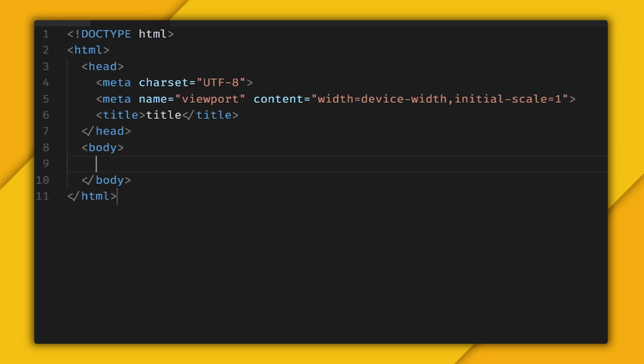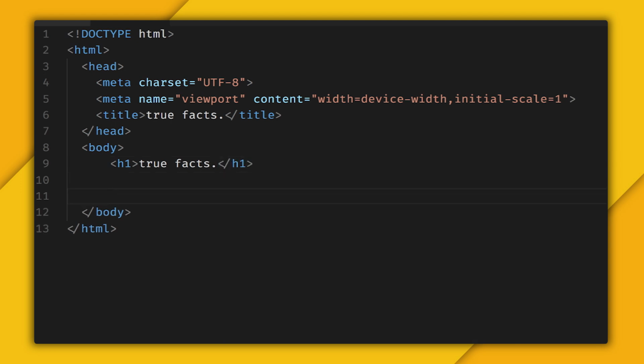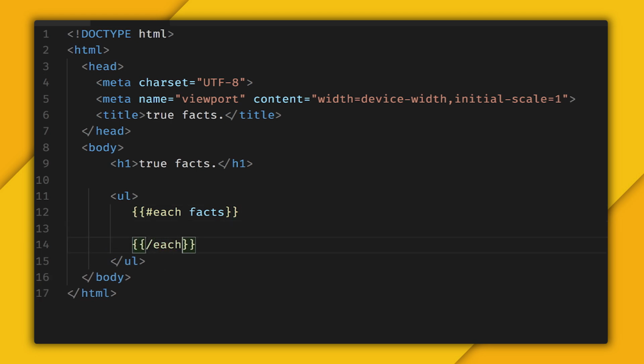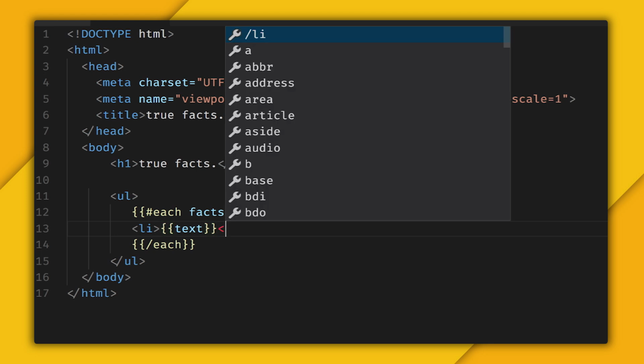Inside of here, I'm just going to do a little HTML boilerplate, and we're going to name this app TrueFacts, or as you like to call them, Facts. So now I'll create an H1 where we name it TrueFacts. And then within here, I want to iterate through a list of facts. So I'll create a UL. And then I'll use the handlebars each helper, and I'll say for each one of these facts, we will use a list item and spit out that list item's text.